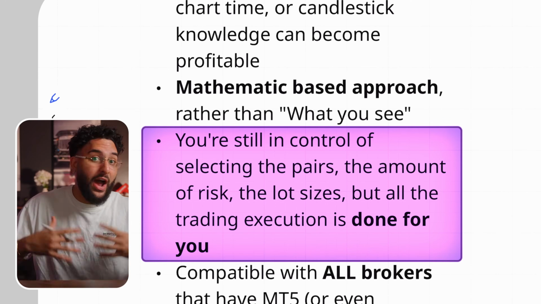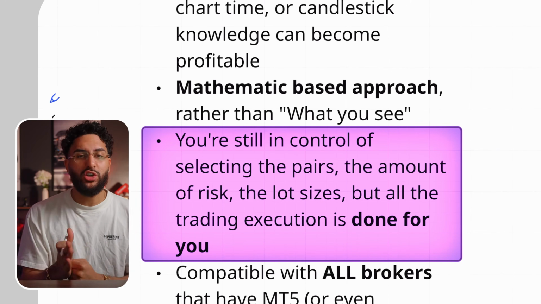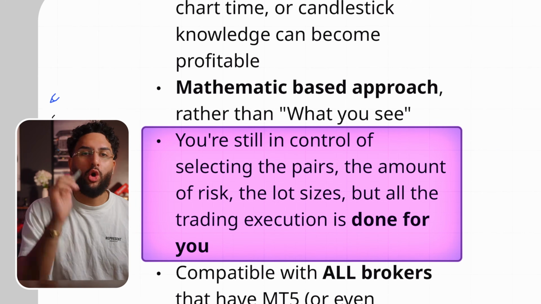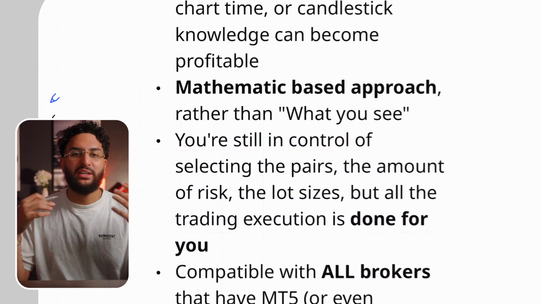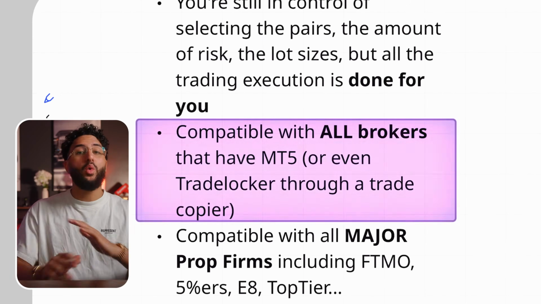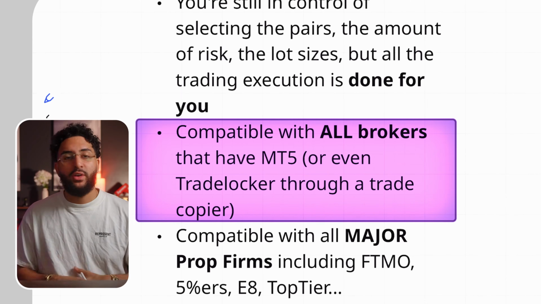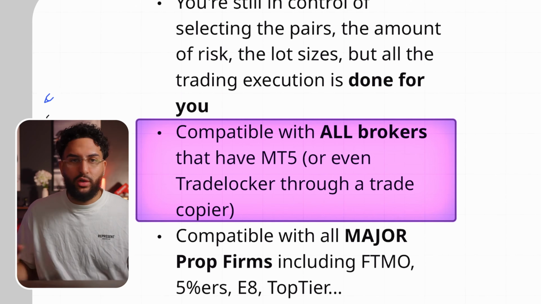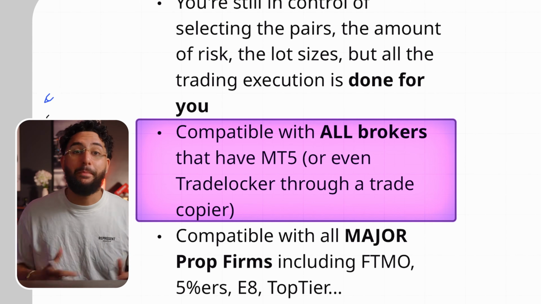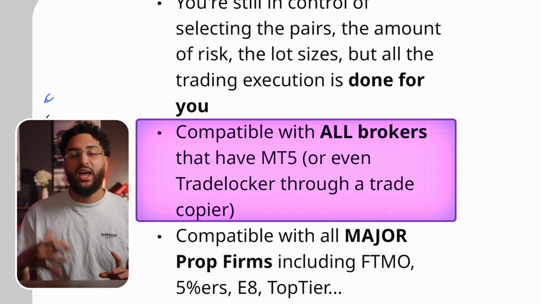You're still in control of how big of lot sizes you want to use. But all the trading execution, which is the hard part, is all done for you by the AI trading algorithm. And of course, the best thing is that this is compatible with all brokers. Every single broker that has MetaTrader 5 allows this, is legal, there's no cheating, there's nobody that's gonna ban you from using it. This is 100% allowed on all brokers that have MT5.